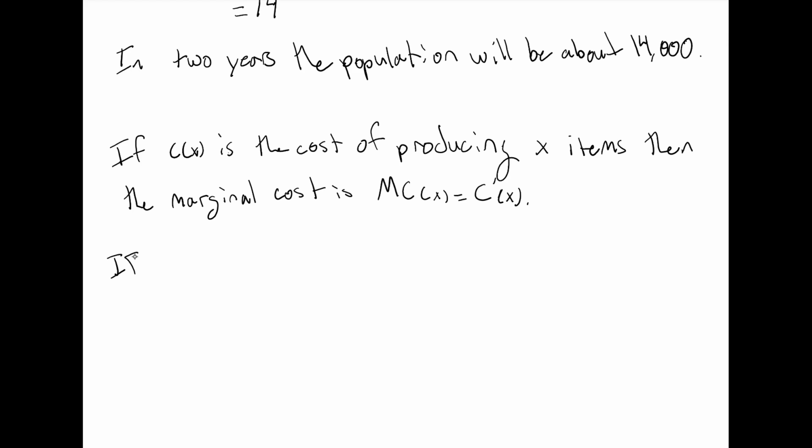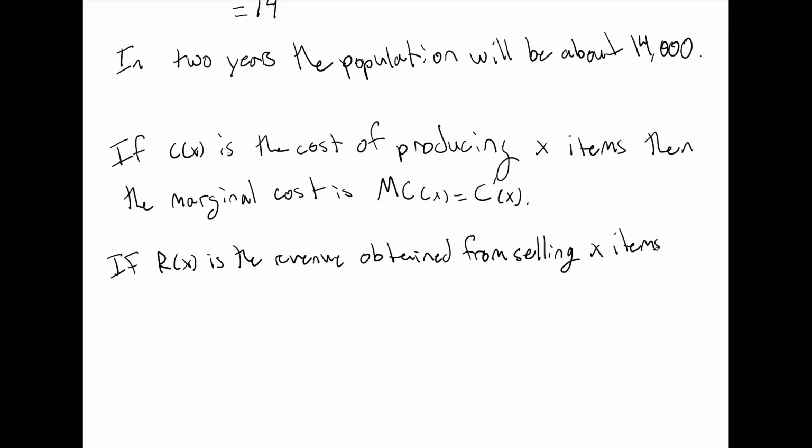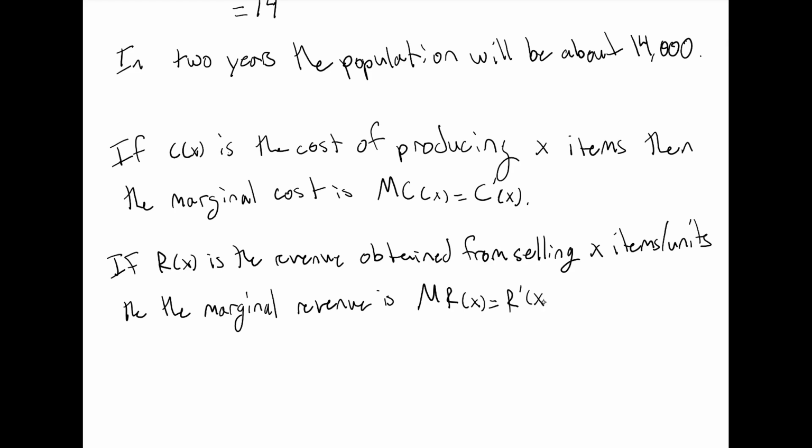Similarly, if R of X is the revenue obtained from selling X items or units, then the marginal revenue is MR of X, which is just R prime of X.